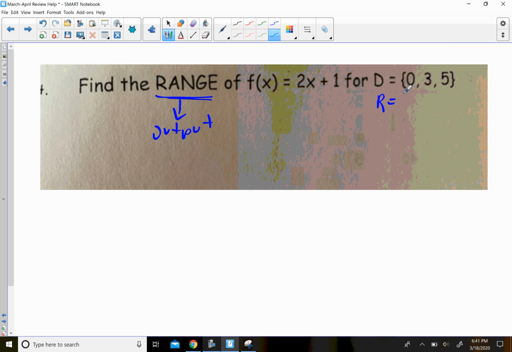So kind of like set this up here. I'll use R for range. When I plug in 0, what do we get? When I plug in 3, what do we get? When I plug in 5? So we'll kind of have a set of answers like they have a set of numbers. So D stands for the domain. When you input a 0, what do you get out?